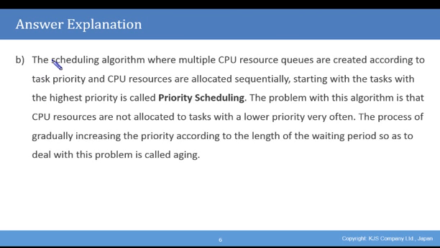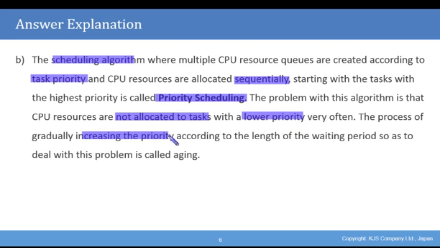The scheduling algorithm where multiple CPU resource queues are created according to task priority, and CPU resources are allocated sequentially, starting with tasks with the highest priority, is called priority scheduling. The problem with this algorithm is that CPU resources are not allocated to tasks with a lower priority very often. The process of gradually increasing the priority according to the length of the waiting period so as to deal with this problem is called aging.